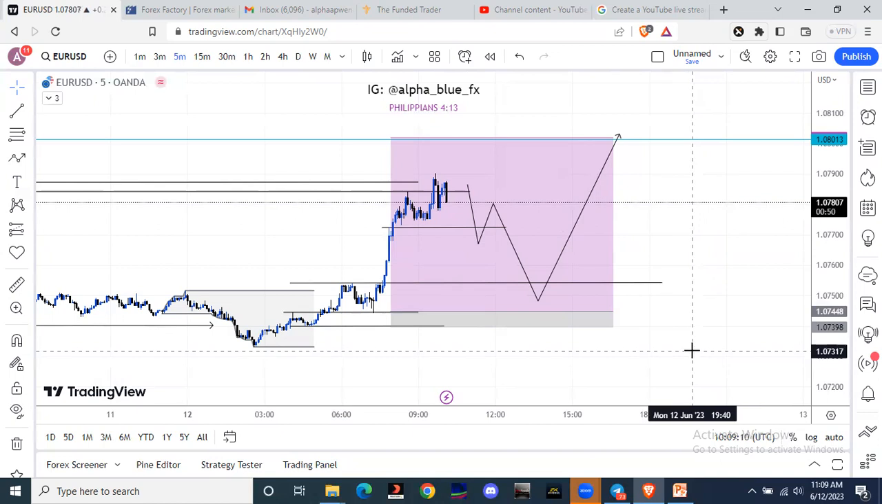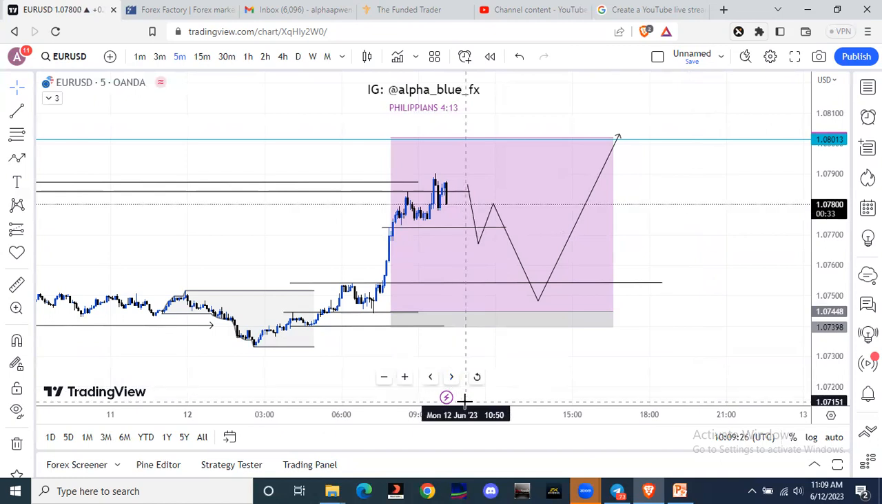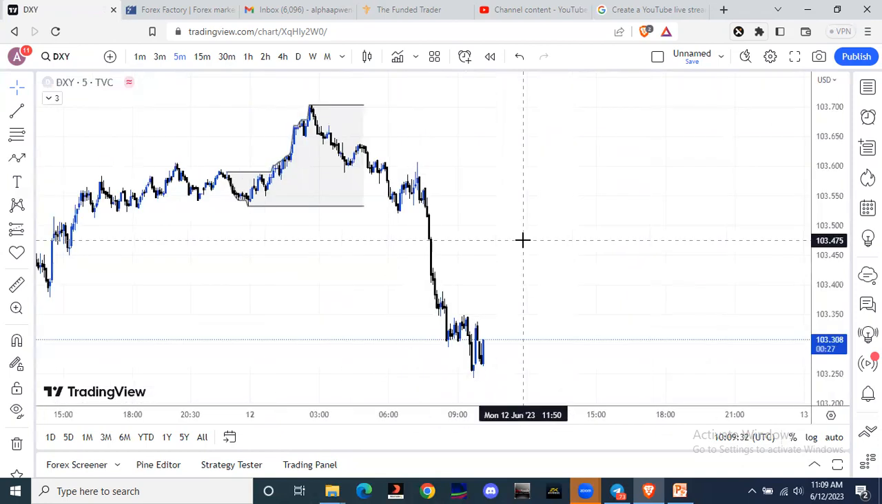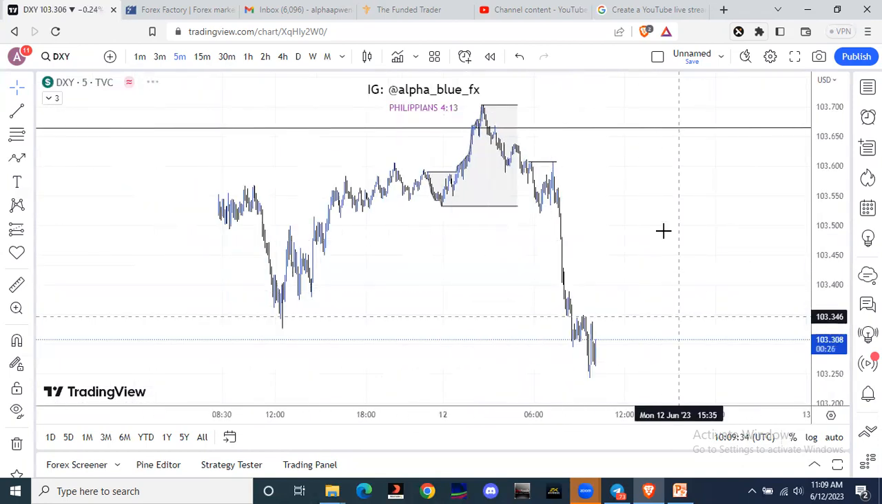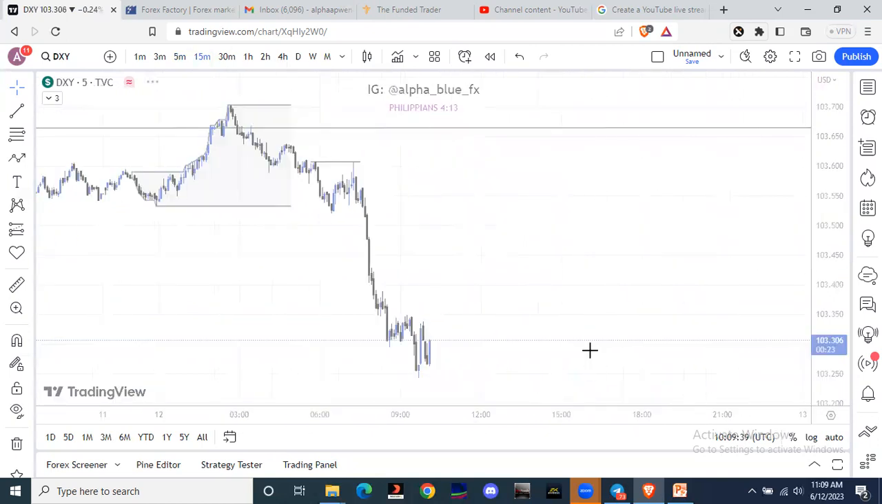So it's very important that you always cross-check or reference your analysis on Euro USD to DXY, because sometimes DXY will give you a clearer picture of what you could expect on Euro USD. So let's go to DXY right now so that we see what is going on. Now this is DXY. As you can see, DXY is exactly opposite of what Euro USD is doing.